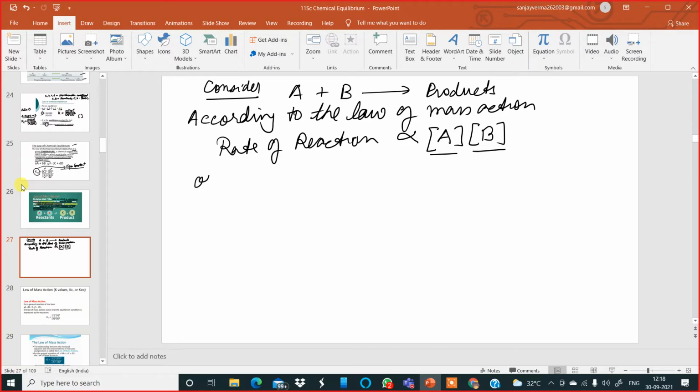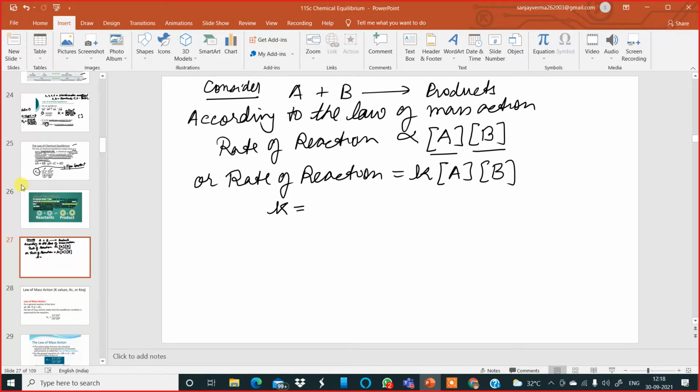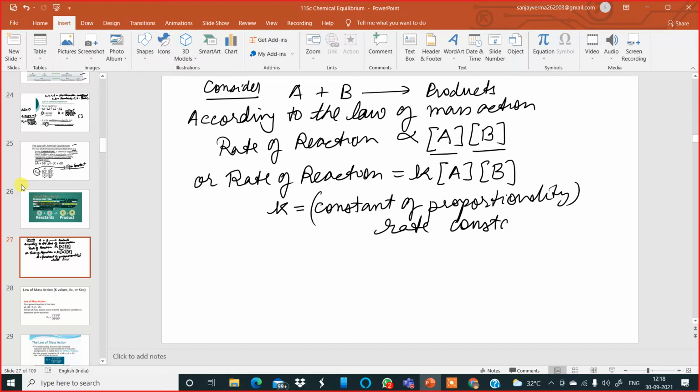Or the same relation I can write this way: the rate of reaction will be equal to small k into concentration of A multiplied by concentration of B. Now, this small k which you see here is called the constant of proportionality, and it is better named as the rate constant.